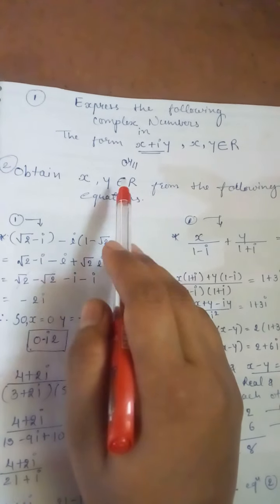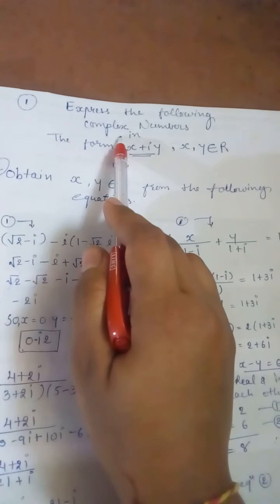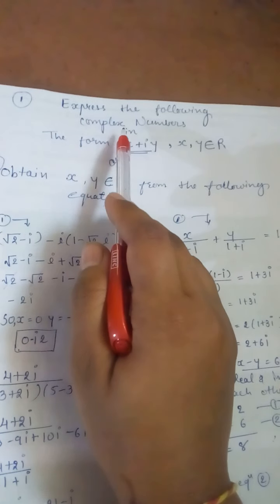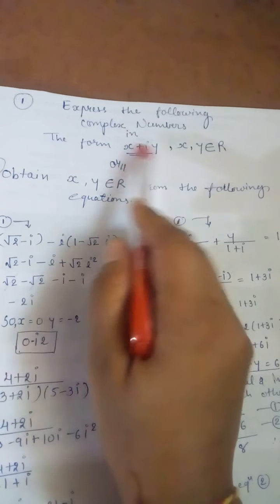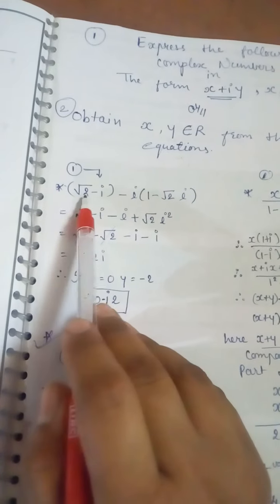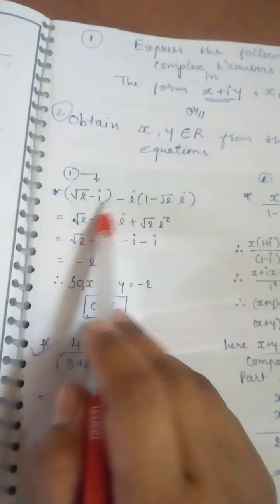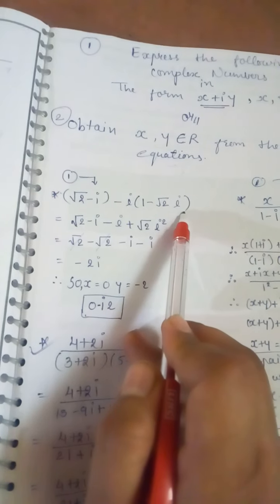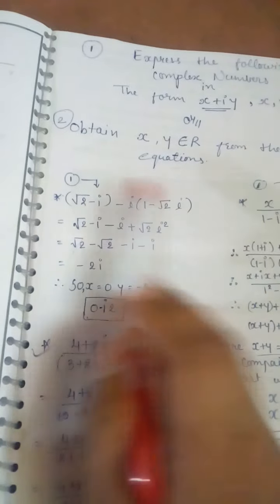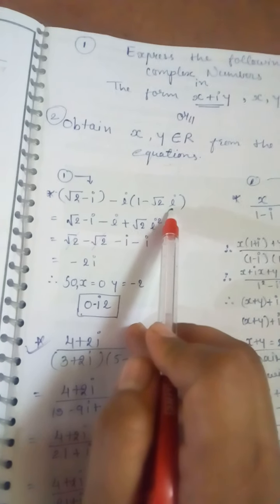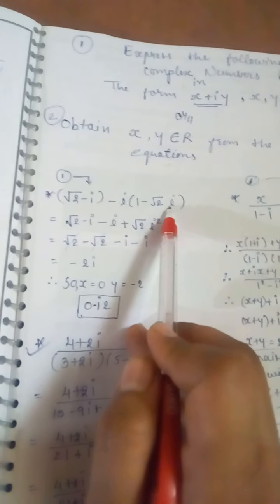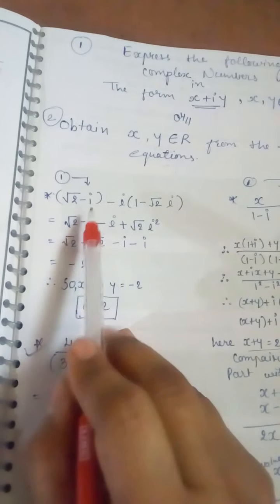Now if we take an example of the first question, a complex number will be given and the answer will be in the form of x plus iy. So this is the example: root 2 minus i into 1 minus root 2 i. This is the complex number. We learned what complex is: complex means difficult to understand.